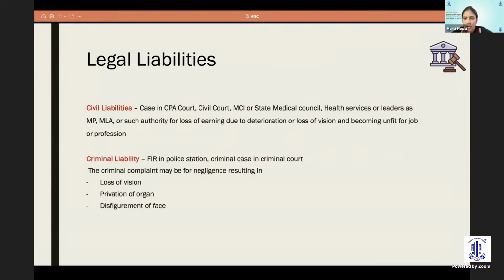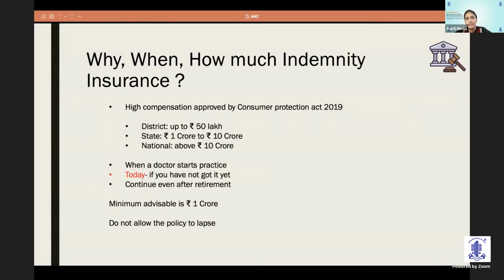So let's look into some legal terms now. What is a civil liability? A case in CPA court, civil court, MCI, or state medical council, health services, or leaders such as MP, MLA, or such authority, for loss of earning due to deterioration of vision or loss of vision and becoming unfit for a job or profession, is all under civil liabilities. What is a criminal liability? An FIR in a police station, a criminal case in the criminal court. The criminal complaint may be for negligence resulting in loss of vision, privation of an organ, or disfigurement of the face.